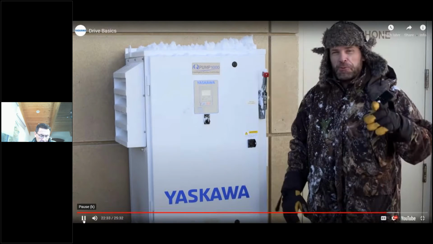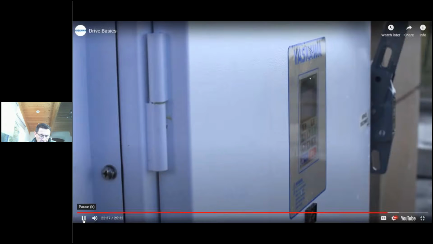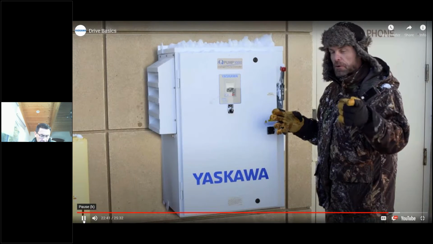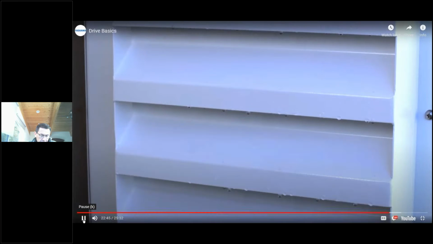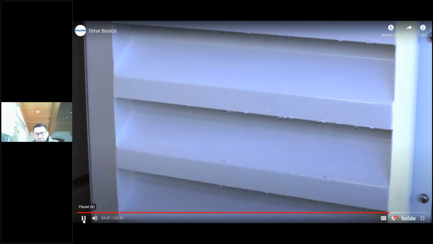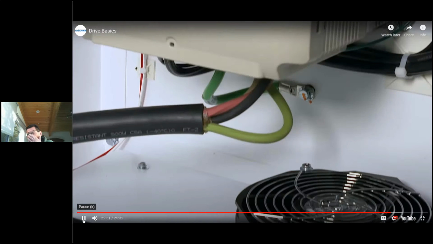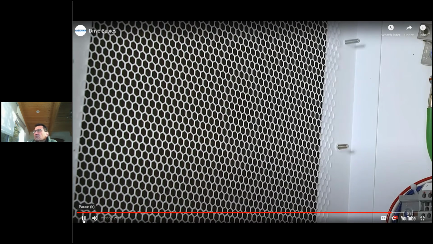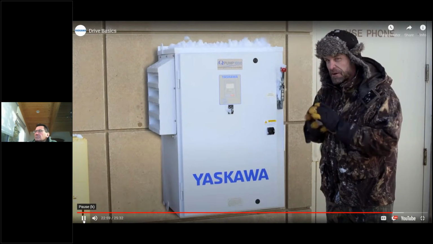NEMA 3R enclosures are designed for outdoor applications. They provide protection against falling rain, sleet, snowballs, and prevent corrosion from the formation of ice on the enclosure. Rain hoods over the ventilation holes prevent rain and insects from entering the cabinet. Yaskawa 3R enclosures also include filters to provide some protection against the ingress of dust and dirt, which is not a requirement for UL or NEMA specifications.